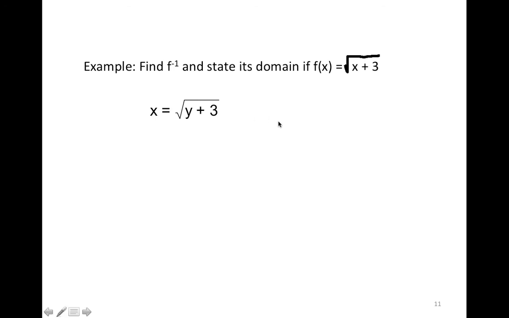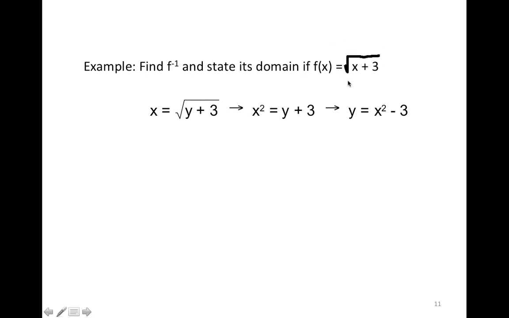So first thing I'm going to do is square both sides. Okay, and then I need to subtract 3 from both sides. So this is my inverse function. And here's where I want you to think about things carefully. This is a parabola, and we think of parabolas as having a domain of all reals. But I need to go back to the original, and I need to realize that this is a square root function, not a complete sideways parabola, but just part of that sideways parabola.